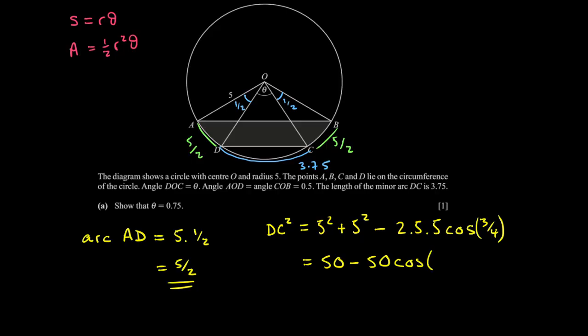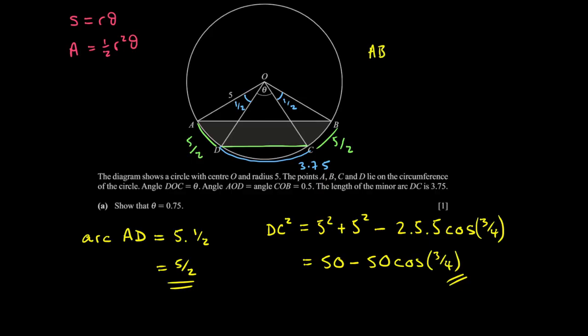Just rewrite that a little bit, cos 3/4. Okay, and so that's going to give us the length DC. So we've kind of got that now. Of course, we'd have to square root it. So now what we want to do is find the length AB. Well, AB is going to be found in exactly the same way.